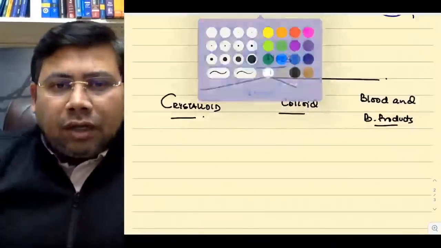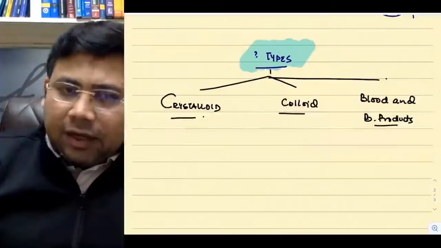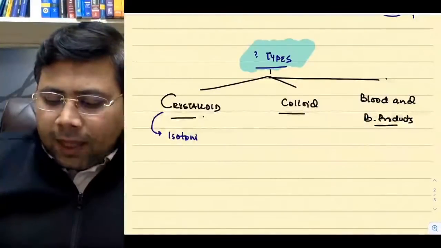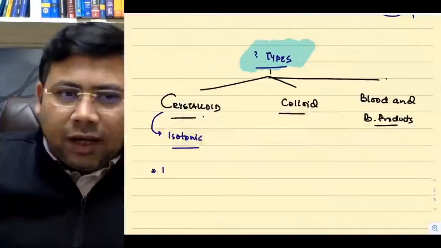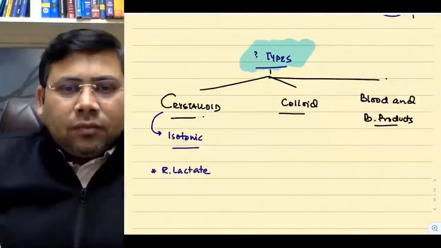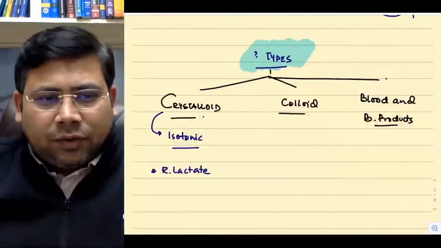If you talk about crystalloids, what are the crystalloids that we have? We have three categories of crystalloids. We have the isotonic category, isotonic crystalloids. What are the isotonic crystalloids we have? We have Ringer lactate. This is also known as Hartmann solution.